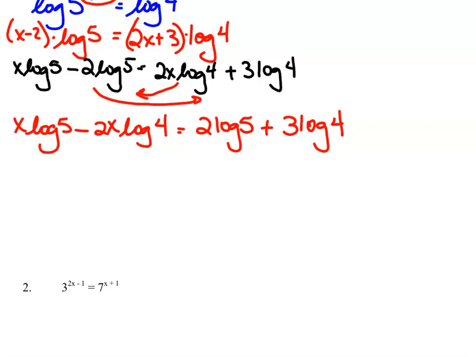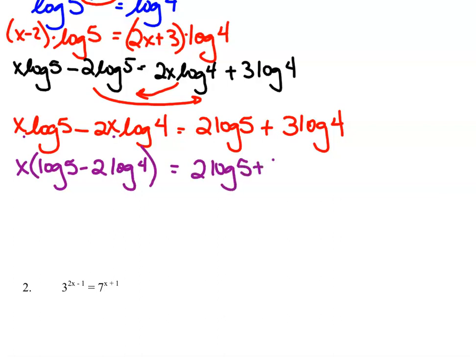Then I need to factor the x out. Since I'm trying to solve for x and it's in two different spots, I need to get that condensed into one. So I'm going to factor an x out. It was multiplied to a log of 5 minus 2 log of 4. I haven't done anything to the right side here.